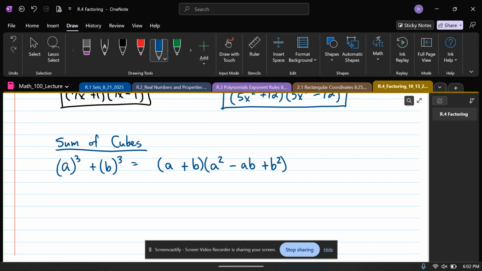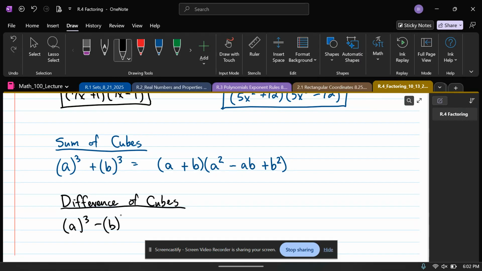That's the key. So on the difference of cubes, once we learn this pattern, the only thing that changes are the signs. The difference of cubes, you got something cubed minus something cubed. You're going to have a short factor and a long factor. The short factor is going to be a minus b.